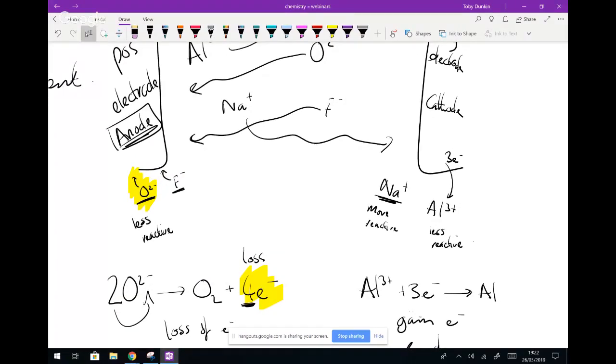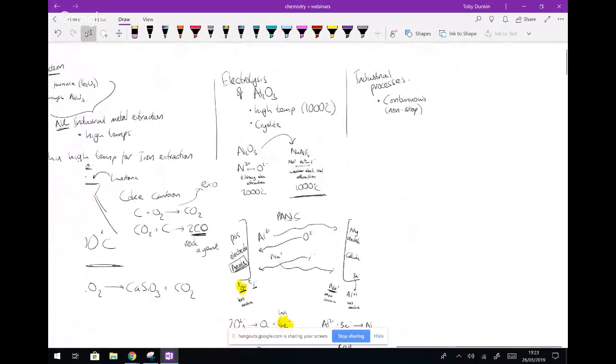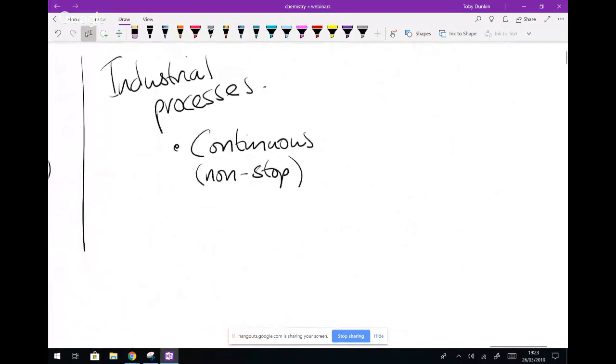So it does need to be replaced about every 6 months or so. Does it mean the solution would have NaF? Yes, actually, it will. It will slowly get used up over time, but the concentration will increase slowly over time. But then, of course, they're continuously adding aluminium oxide to the mix all the time. This is what I mean by continuous. They're adding it all the time without ever stopping. 10 years these run for.